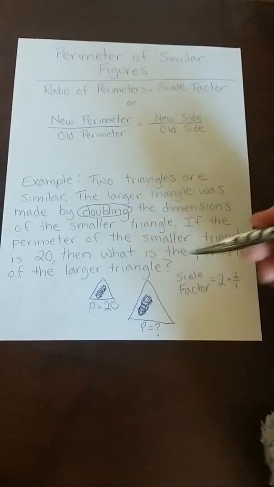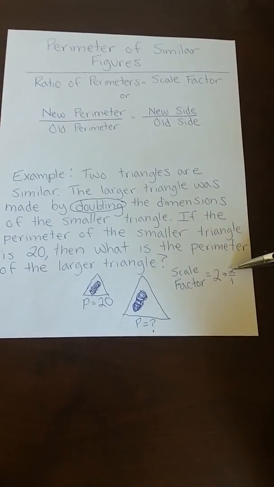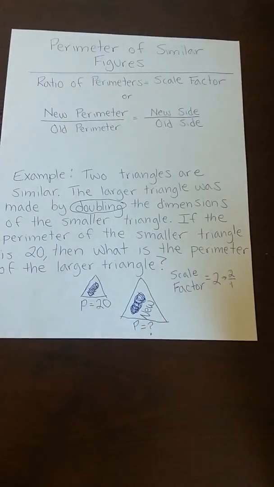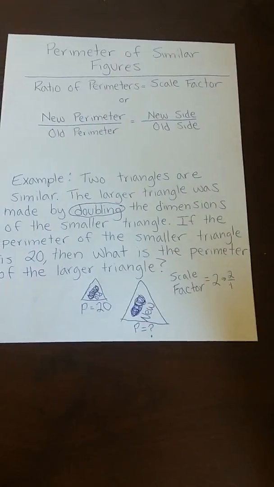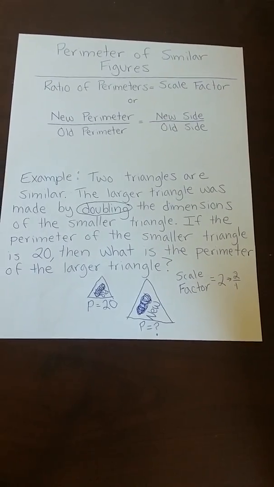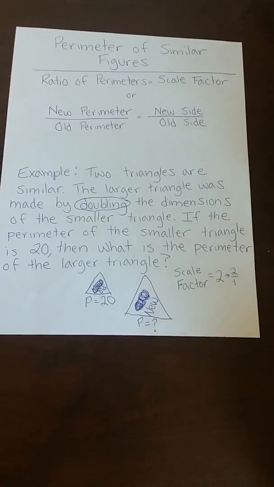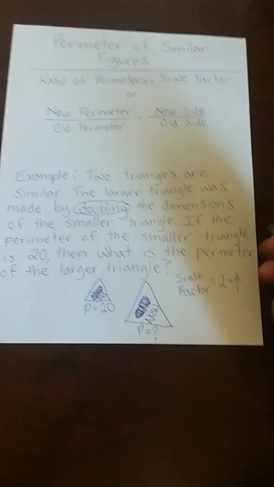Because if I do it that way, it would be small over big, but for my scale factor, I have the bigger number on top. That means my bigger number is new. So my bigger triangle is new, my smaller triangle is old. It actually does matter in this problem which one you make new and which one you make old, because it has to match your scale factor. So we're going to do new over old.